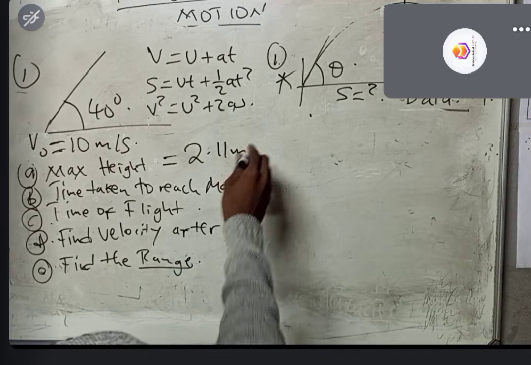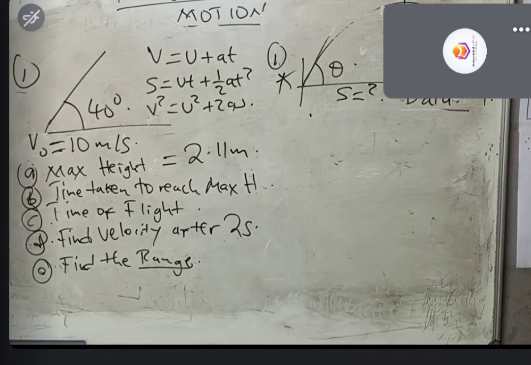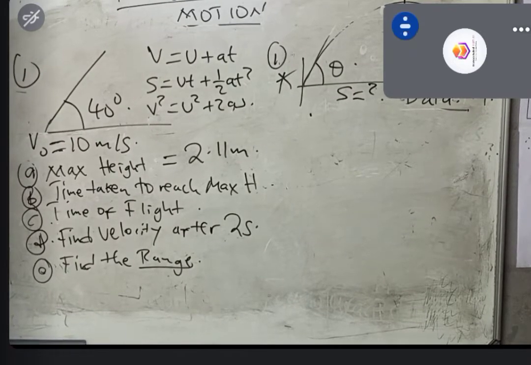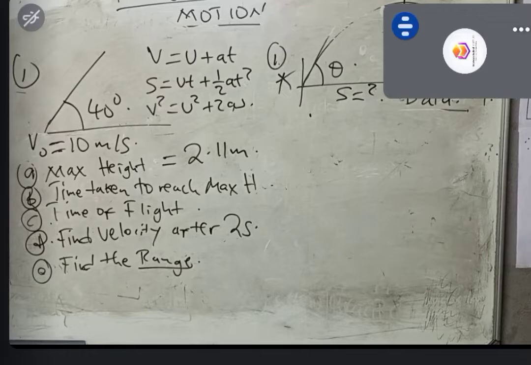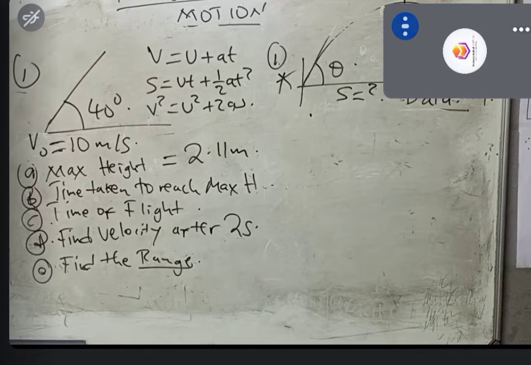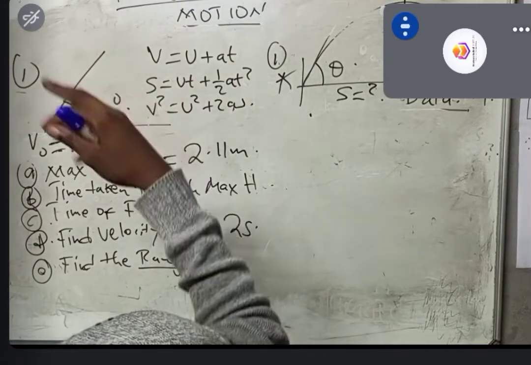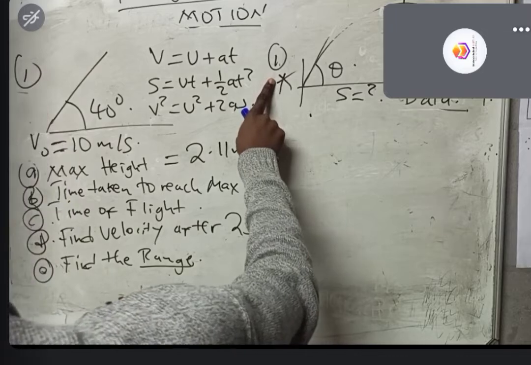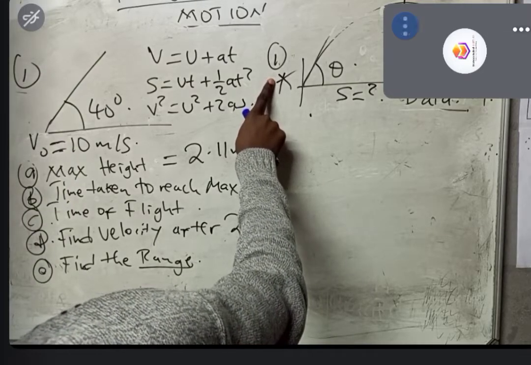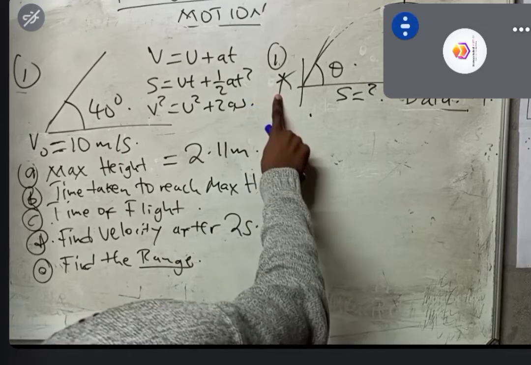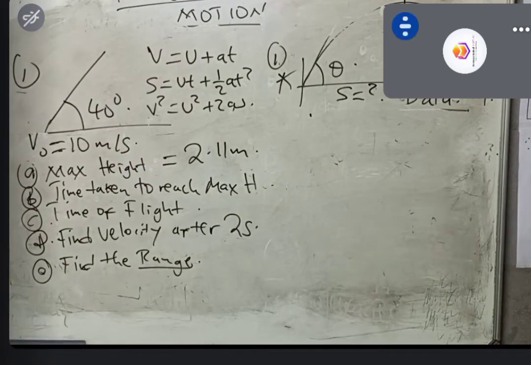2.11 meters. Time taken to reach the maximum height. Think of a formula that has time. There are 2 formulas there, right? Now, the moment you want to find time and you go for the second equation, just know that you are required to use the quadratic formula, and you don't want to waste time. Time is very precious. Okay? So you go for the first one.